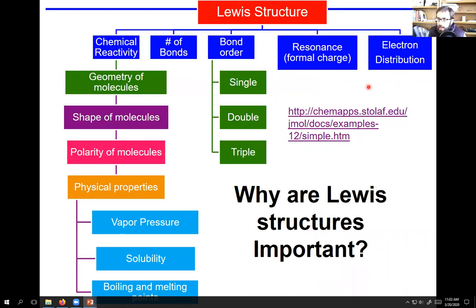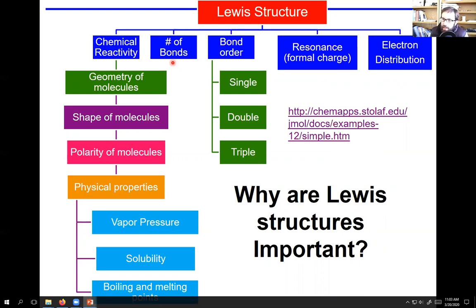Very broadly speaking, there's a lot of different information that you can get from these Lewis structures. One is just very simply thinking about the number of bonds in the molecule. Compounds and molecules can range from something very simple like diatomic hydrogen, where there's one bond, to something like DNA that has thousands of bonds, or a polymer or a protein.